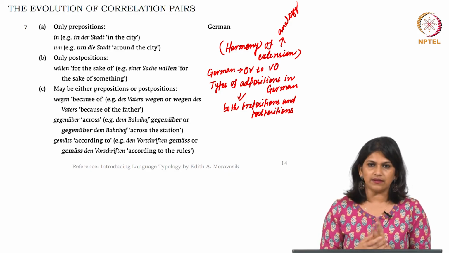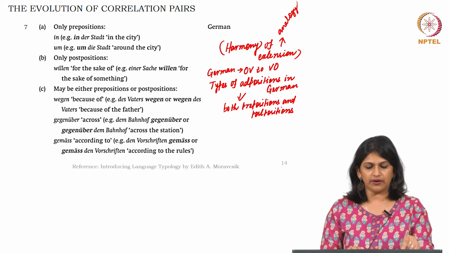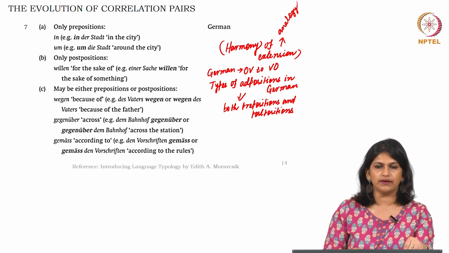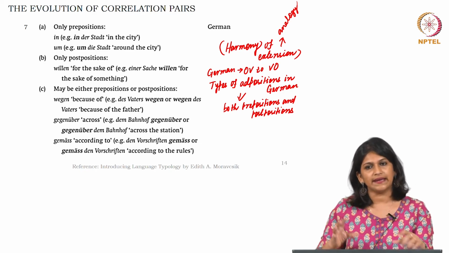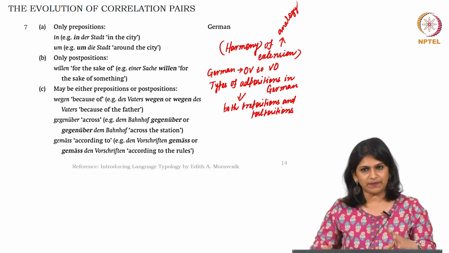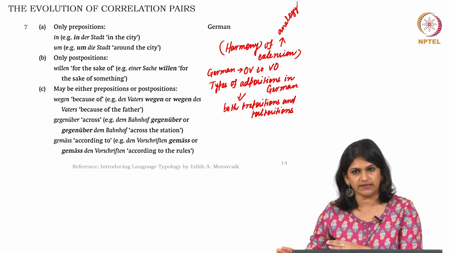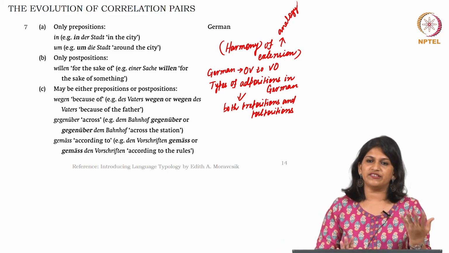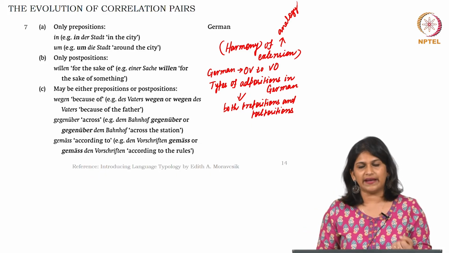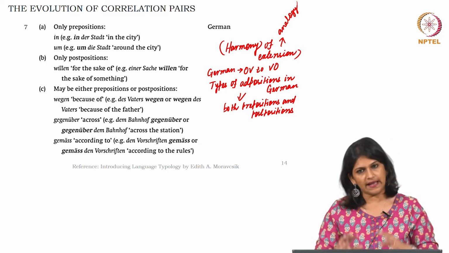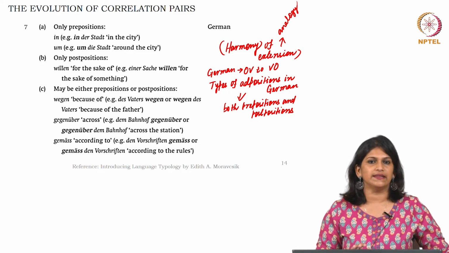The other evidence comes from the pronominals. In German, wegen and gegenüber and zufolge are mainly used with the pronominals in the postposition form, and it is believed that pronominals have not changed much in the modern languages. Because pronominals haven't changed much and these pronominals have the postposition, it is believed that postposition has come first, then has come the preposition. So, that is how the evolution of the correlation pairs has happened in these languages.